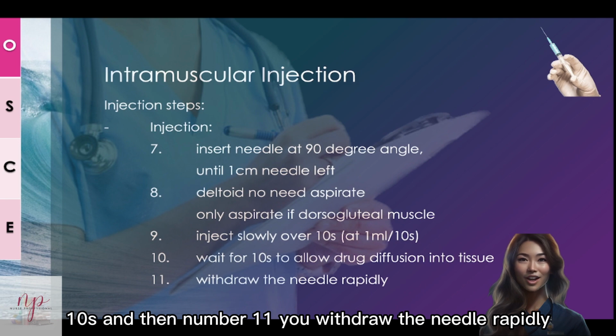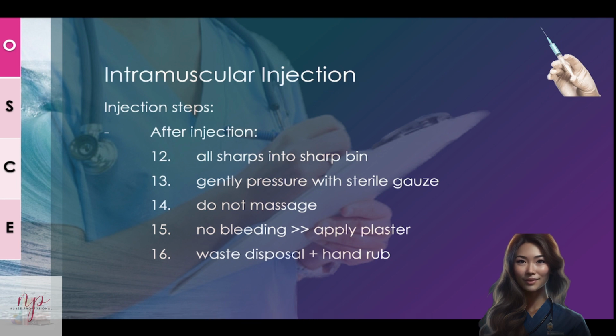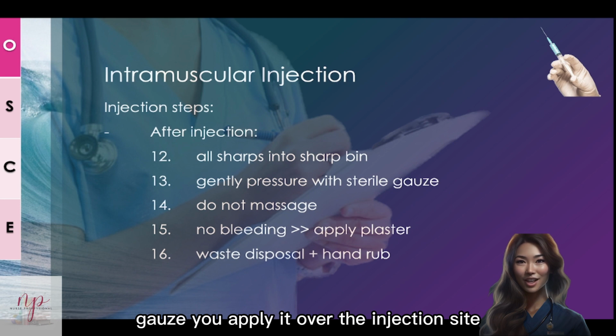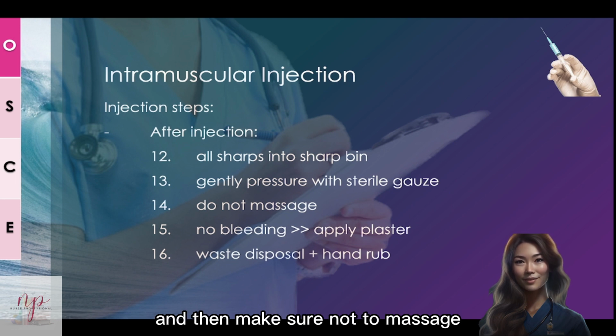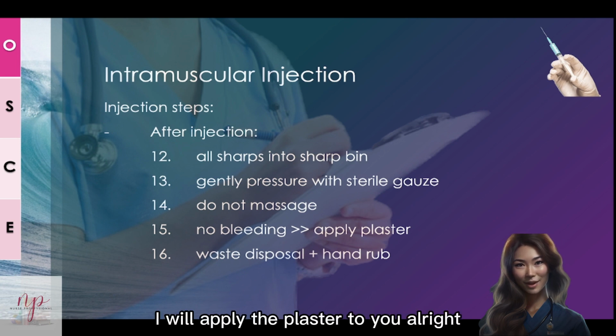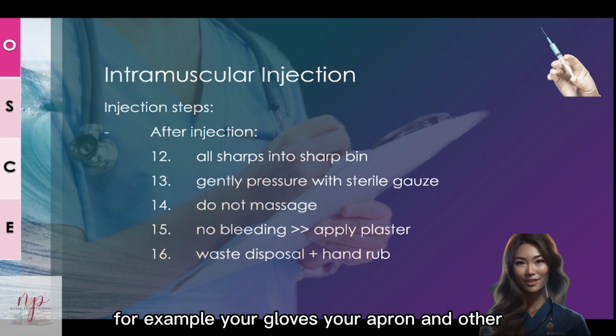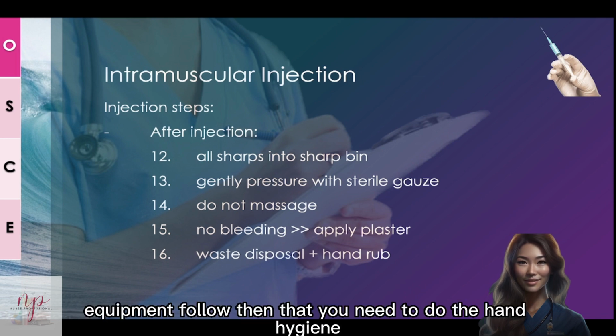And then number 11, you withdraw the needle rapidly and then you discard it into the sharps bin. Use some gentle pressure with a sterile gauze. You apply it over the injection site and make sure not to massage. After a few seconds, you remove the gauze and have a look. I need to state there's no bleeding. I will apply the plaster, alright? And then number 16 is the waste disposal, for example, your gloves, your apron, and other equipment. Following that, you need to do the hand hygiene.